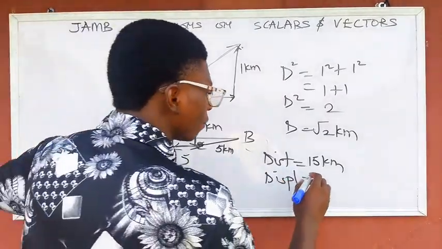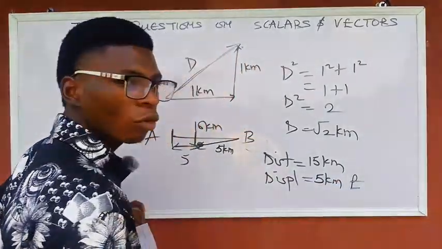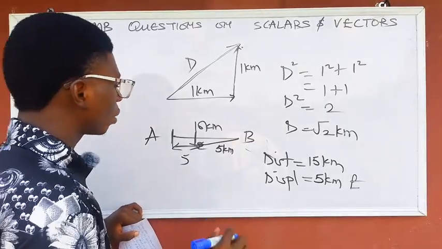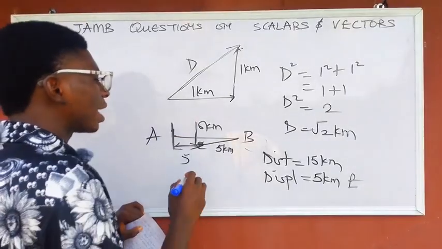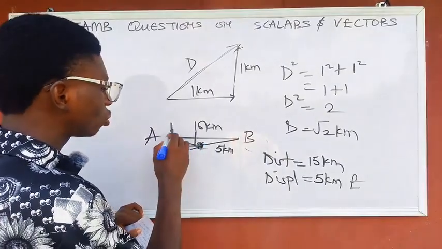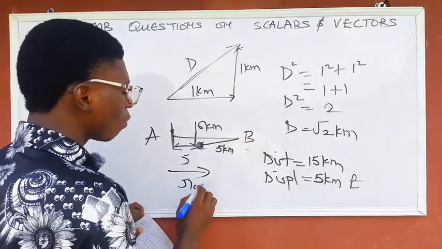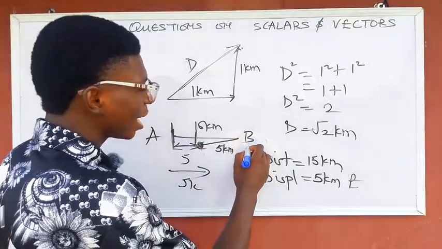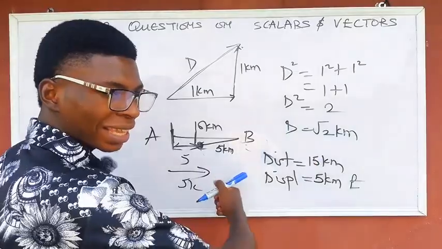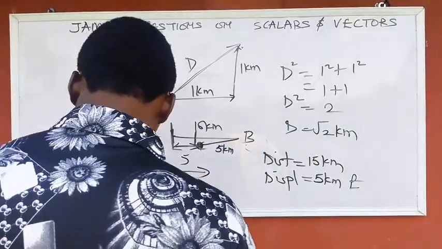That will now be 5 kilometer eastward. 5 kilometer. That's very simple. Because the displacement is telling you that, since this is your destination and this is your starting point, why can't you just move straight like this for 5 kilometer? Why do you have to be going 10 kilometer and then coming back again? That's a waste of time. That is for displacement.